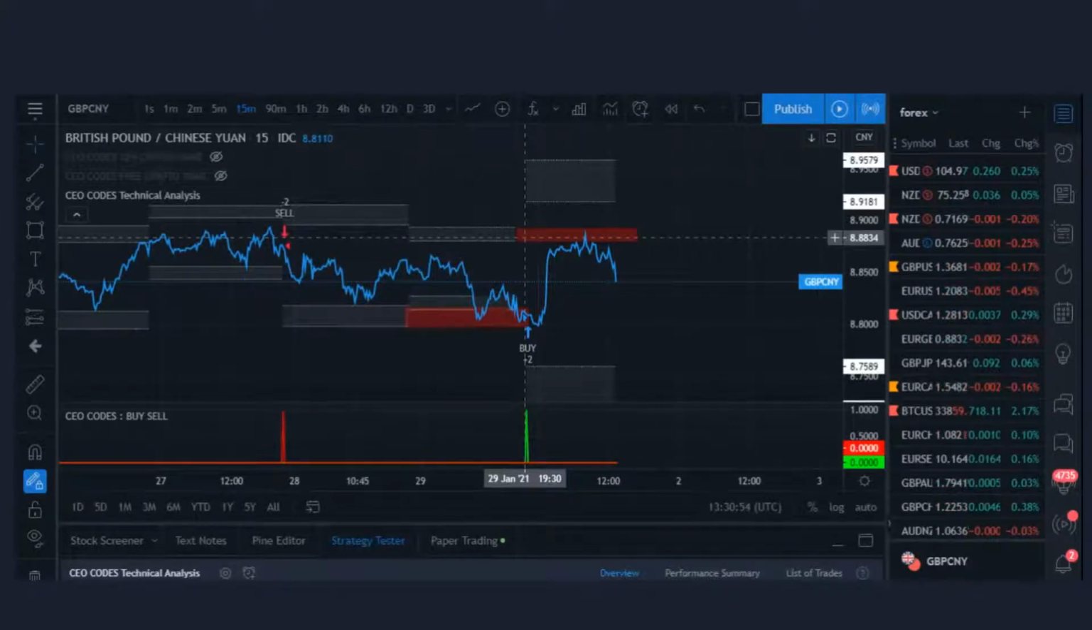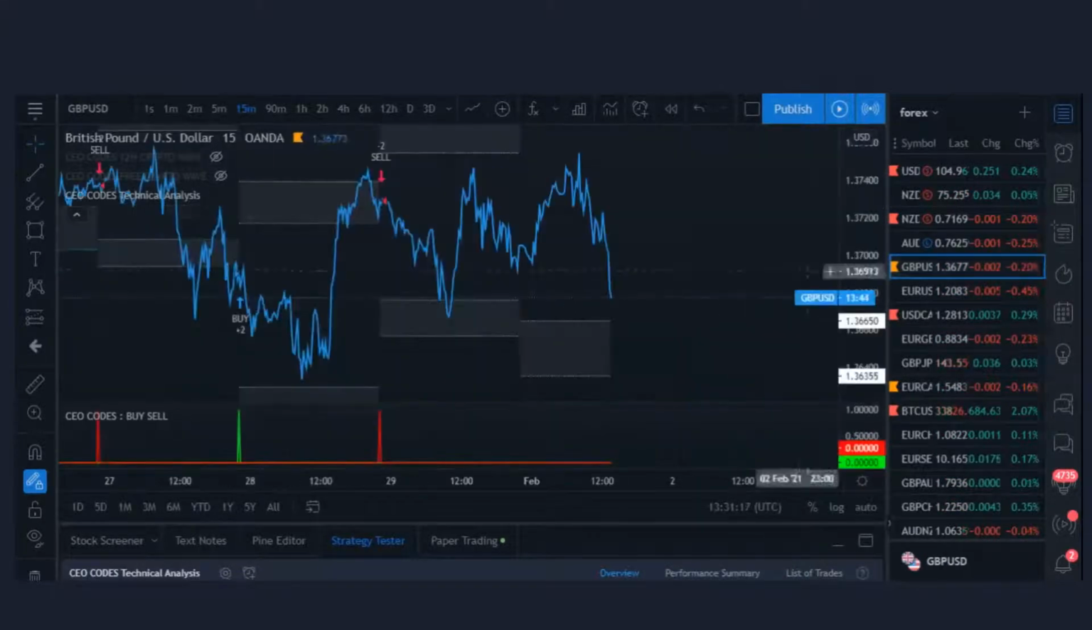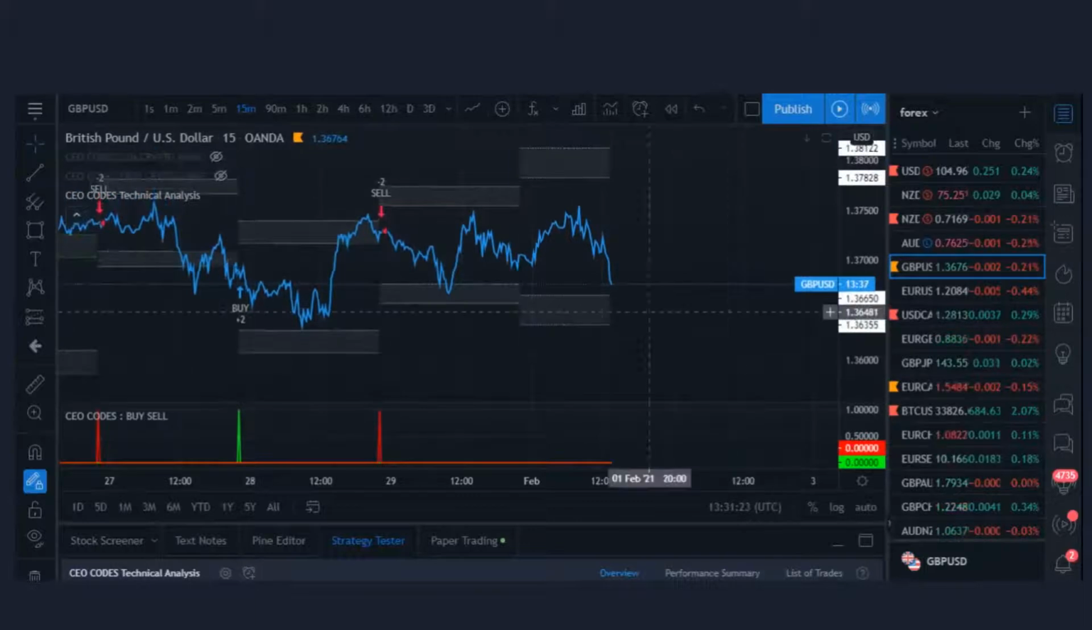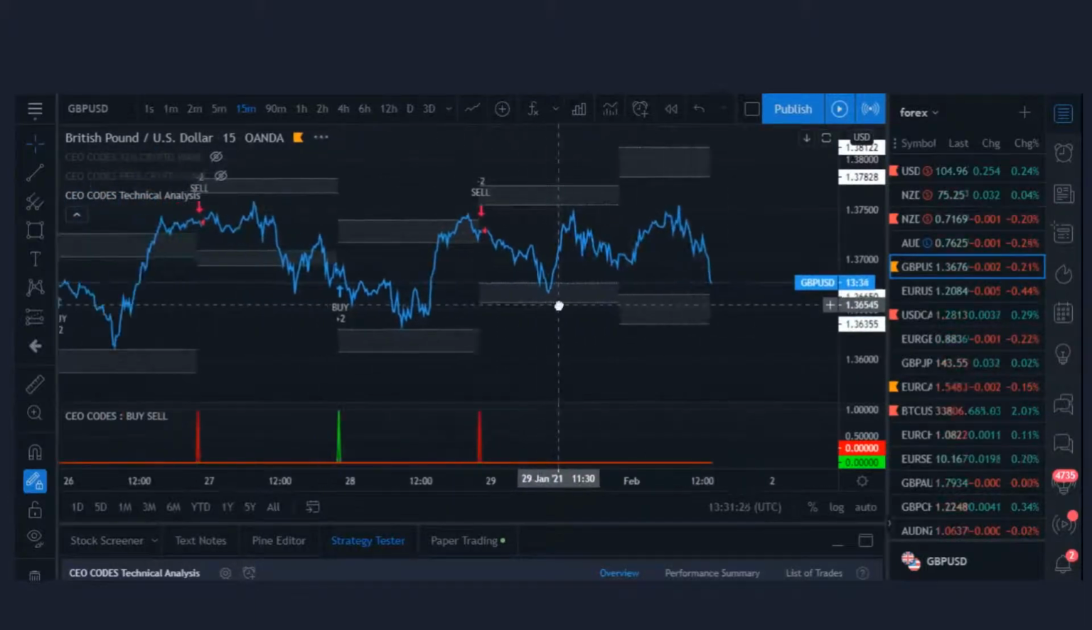Sushi USD. So we will keep looking here. Let's have a look at the British pound. Oh my god. We can see a fall of the British pound.